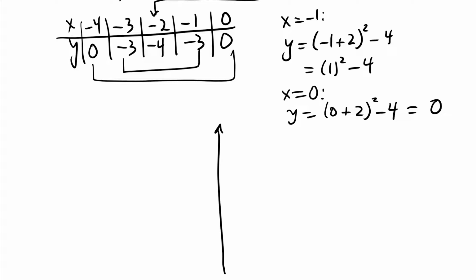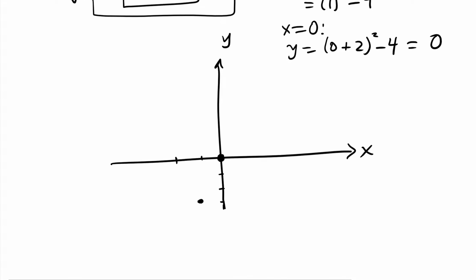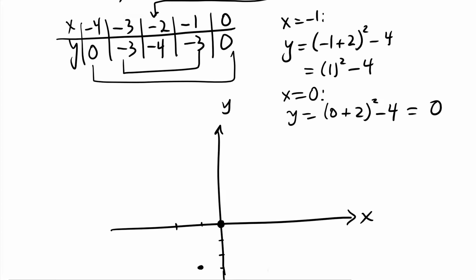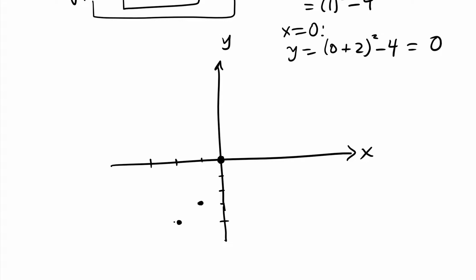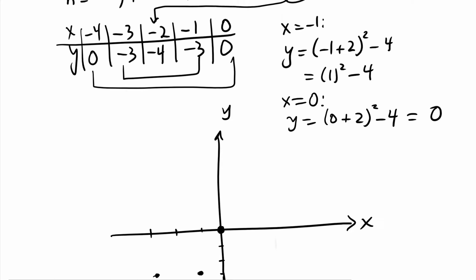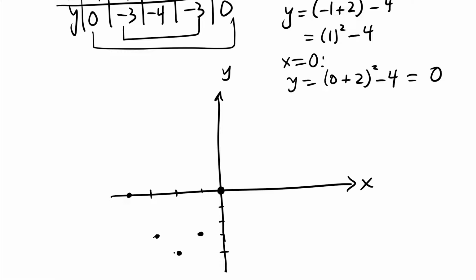So we are ready now to graph it. 0, 0; -1, -3; -2, -4; -3, -3; -4, 0. What a nice graph sketch.